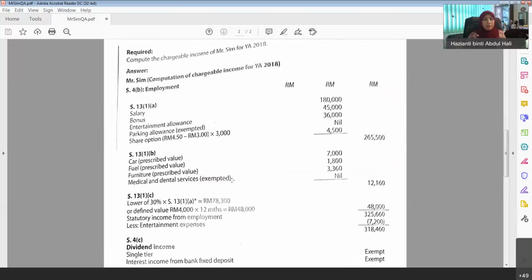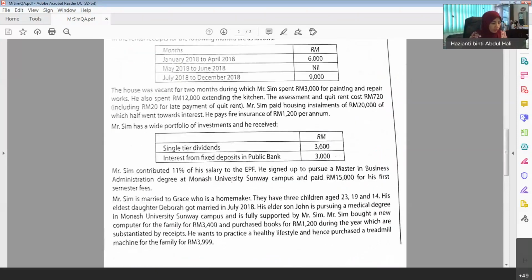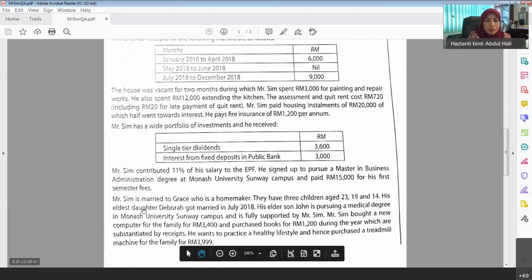Share. Alright, so Mr. Sim, you have the question. After we calculate the total income just now, Mr. Sim contributes 11% of his salary to EPF. He signed up to pursue a Master in Business Administration degree. You can refer to your notes to see the relief, and paid 15,000 for his semester fees. Mr. Sim is married to Grace, who is a homemaker. They have 3 children, aged 23, 19 and 14.